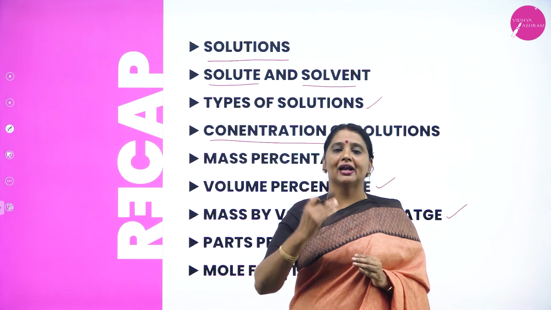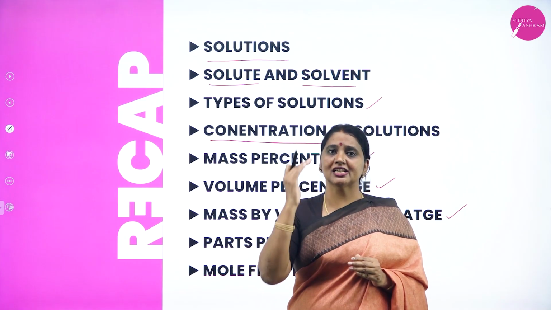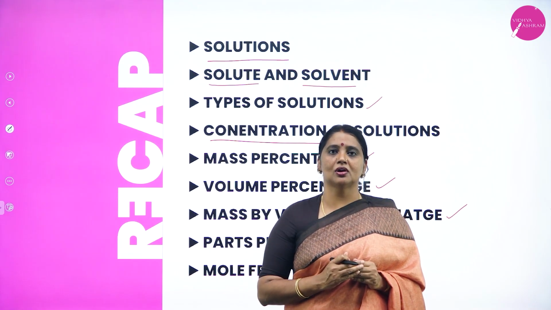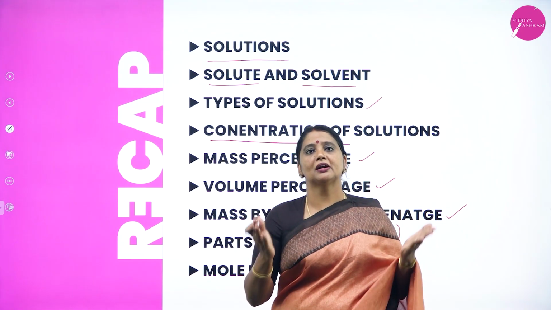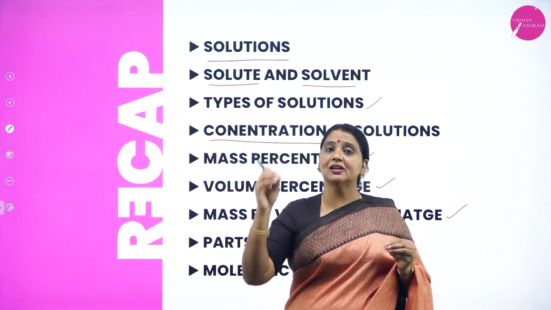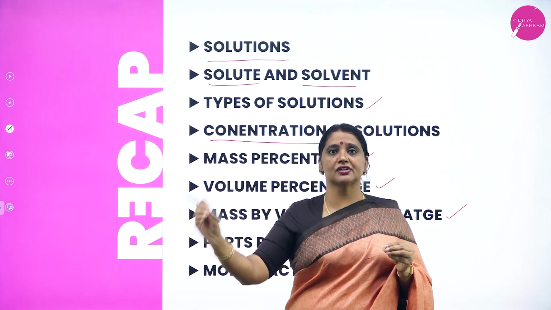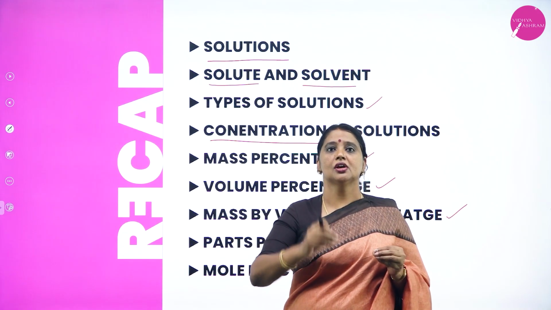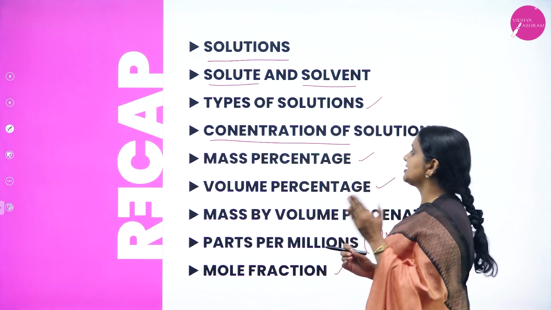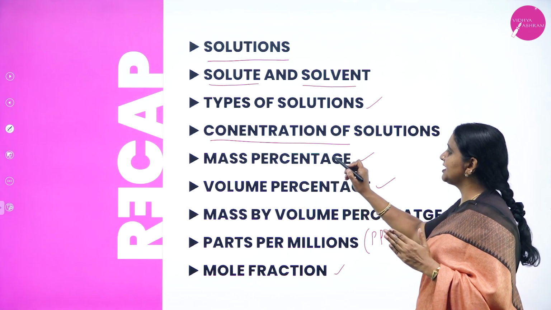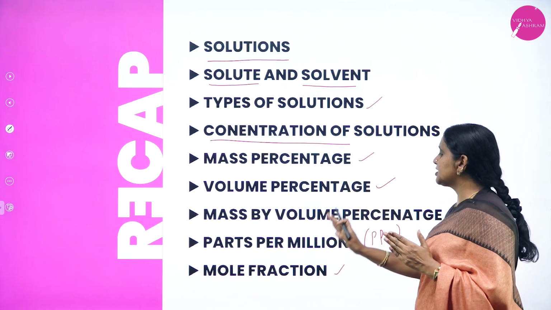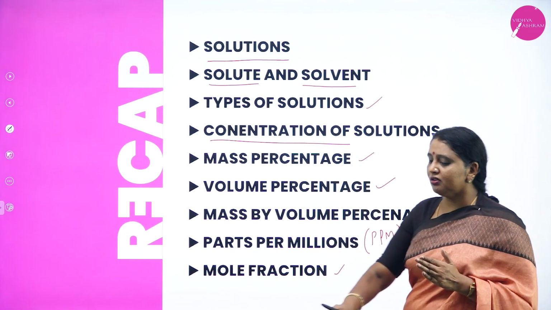In the first session, I gave an introduction about solution. What is a solution, my dear students? A homogeneous mixture of 2 or more substances is called a solution. In a solution, we have 2 parts: one is solute, the other is solvent. How much solute is dissolved in a given quantity of solvent or a given quantity of solution is called concentration. Concentration can be expressed in many ways. The first 5 units I discussed in the first session: mass percentage, volume percentage, mass by volume percentage, parts per million, and mole fraction.